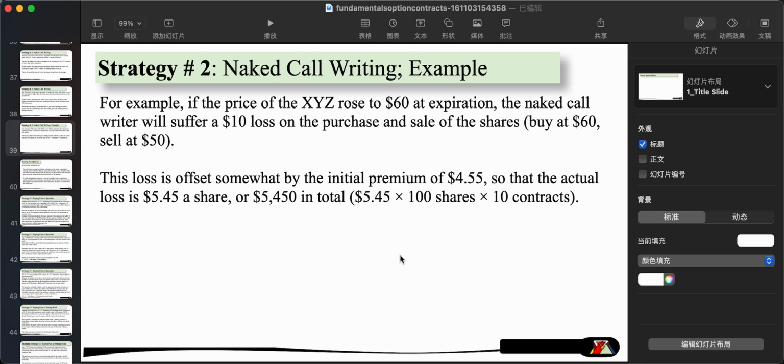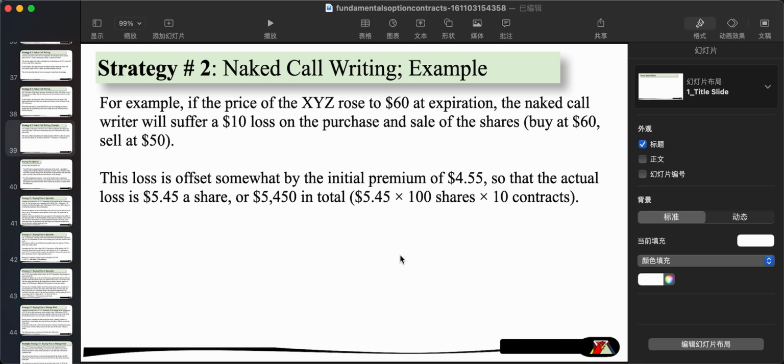What it means by naked is that you do not have any underlying asset as a hedge. So if you're selling AAPL, which is Apple, if you're selling a naked Apple call, that means you do not own the Apple stock, and you only sell the AAPL call. So that could be risky. So here, this is an example.